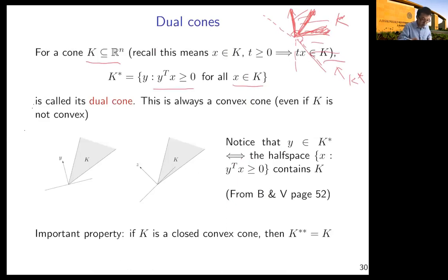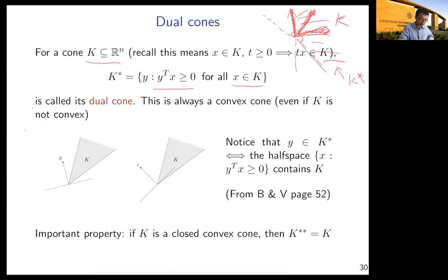Okay, so we can see that this is always convex by using the fact that this is an intersection of half spaces. Okay.